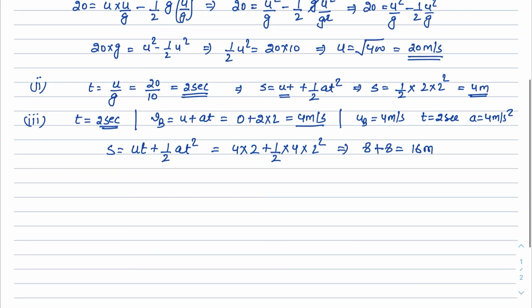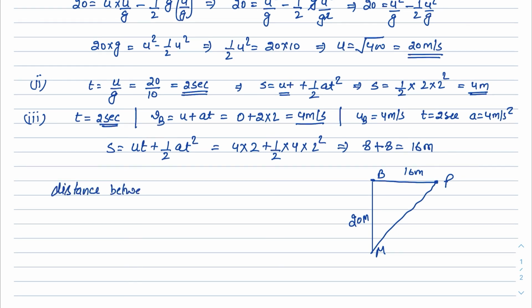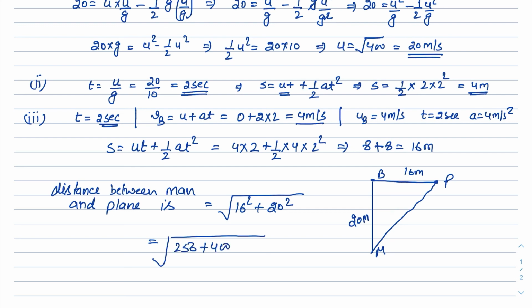So now the scenario will become this: this is point B. The plane has covered a 16 meter distance in 2 seconds and the distance of the man is 20 meter. We have to find this distance now. This is going to be the distance between the man and the plane. So using Pythagoras, we can simply get this: under the root, 16 square plus 20 square. So that means 256 plus 400, or I can say root 656 meter. So this is the solution for the third part.